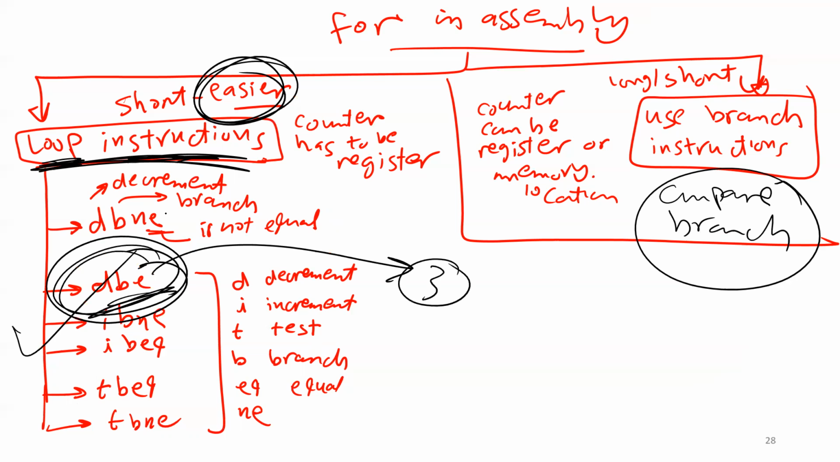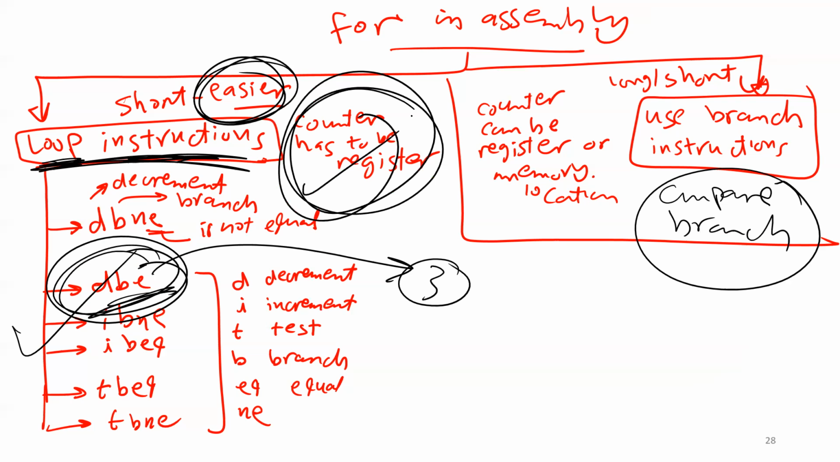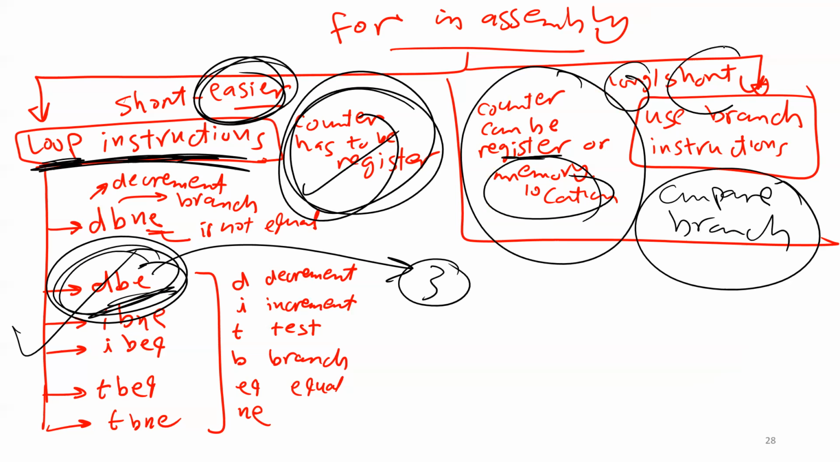What about the bad thing? The bad thing is that here your counter has to be a register, right? And I told you sometimes it's not a good idea because we don't have too many registers. There is also another bad thing: this one is short. The jump is short. We don't have a long version, so you cannot jump a very long distance. Here, your counter can be a register, or it can be a memory location, and you can make it long or short. Anyway, I'm going to explain both of them.